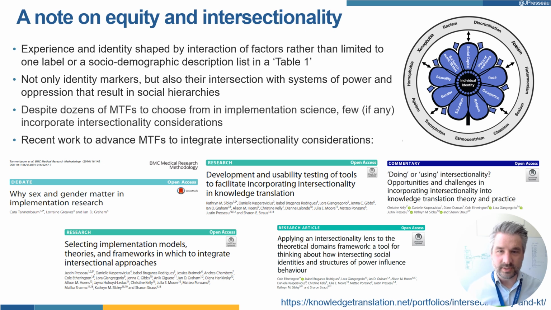And often we're tempted to limit ourselves to labels or a list of sociodemographic descriptions, often in a table 1 in our papers. But people are so much more than that list. They help to clarify people's identities and the intersections of those identities with systems of power and sometimes of oppression that can result in social hierarchies. And our models, theories, and frameworks are only starting to really integrate some of those conceptualizations on equity and intersectionality.